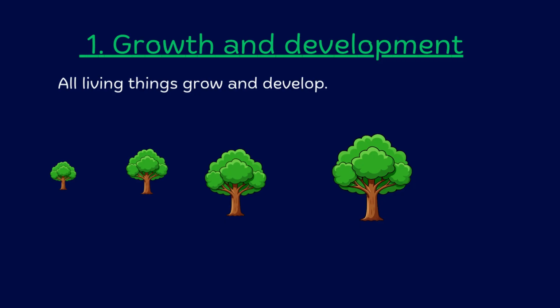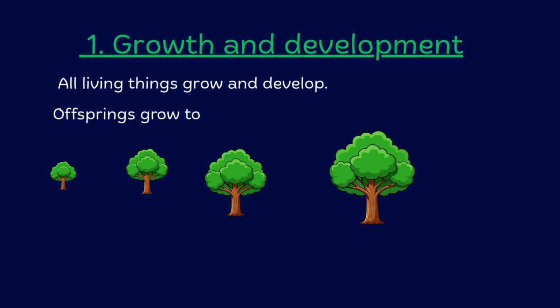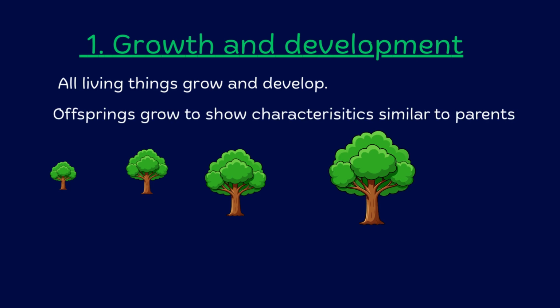As living things grow, they also become more complex. A baby learns to walk and talk. A caterpillar transforms into a butterfly. These changes happen in a specific order and are controlled by instructions in DNA. Growth and development work together to help living things survive and function properly. And offspring grow to show similar characteristics as parents. Non-living objects don't truly grow or develop. They don't use energy or follow genetic instructions.